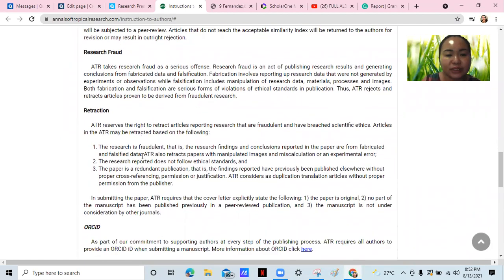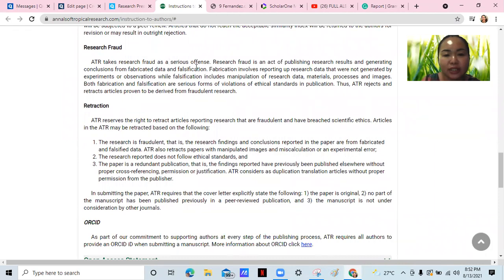And what is research fraud? It's a serious offense. It's the act of publishing research results and generating conclusions from fabricated data and falsification. It means you just make up data. So that's fraud. You did not really do it in reality, but you just publish it.